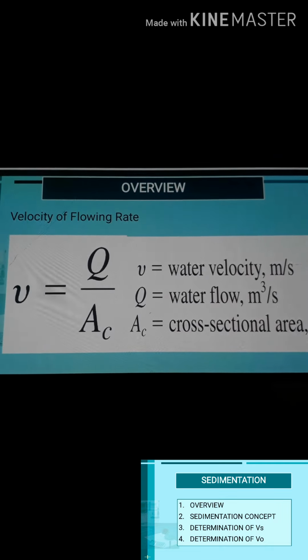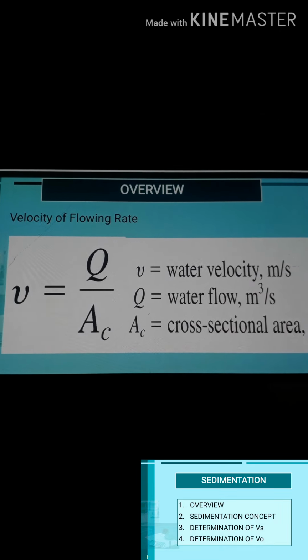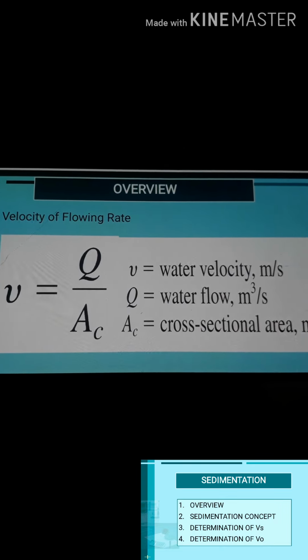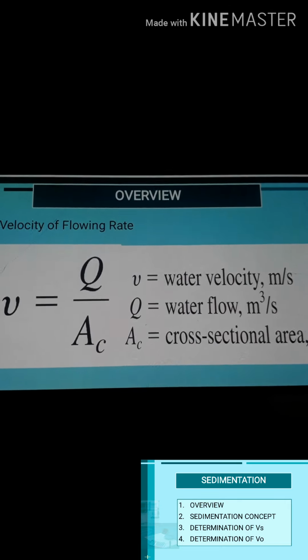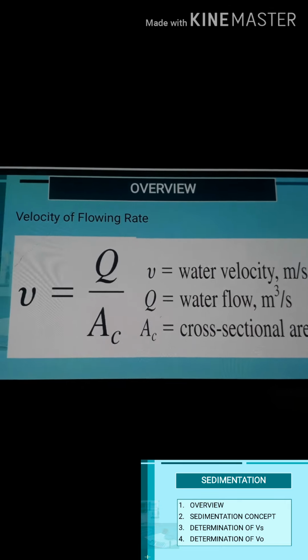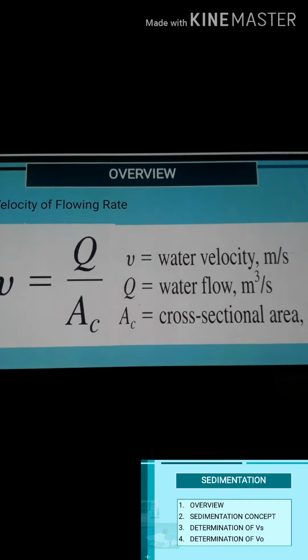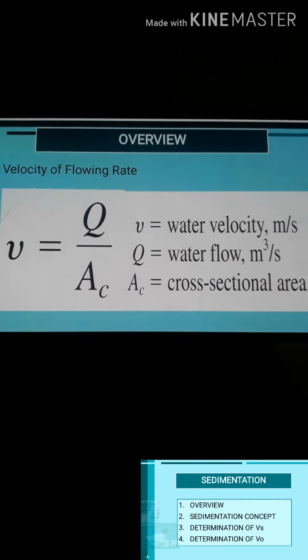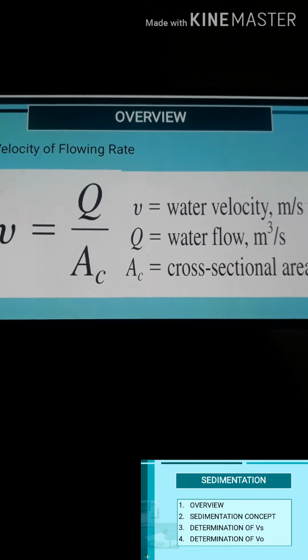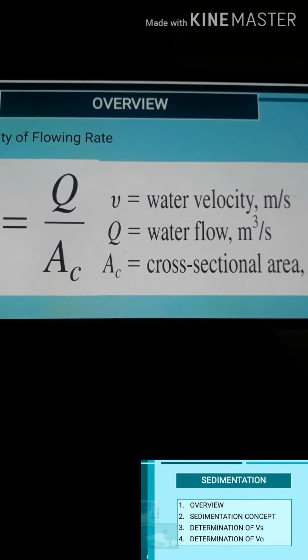A fundamental property is that the velocity of the flowing water is proportional to the flow rate divided by the area through which the water flows, and that is V is equal to Q over A subscript C, which is water velocity is equal to the water flow over the cross-sectional area.